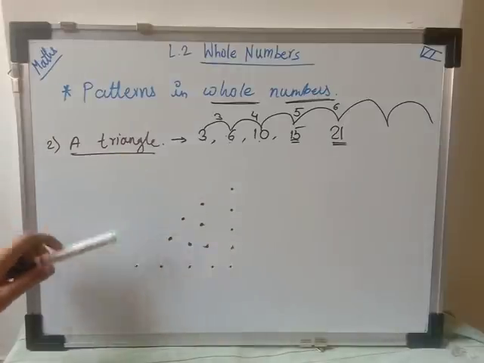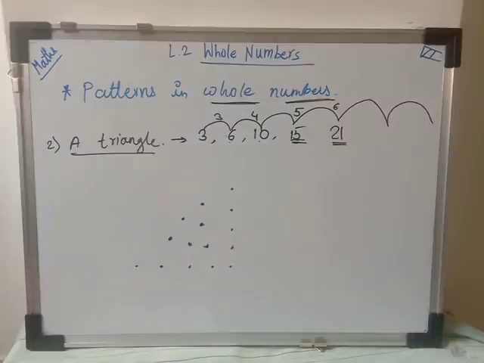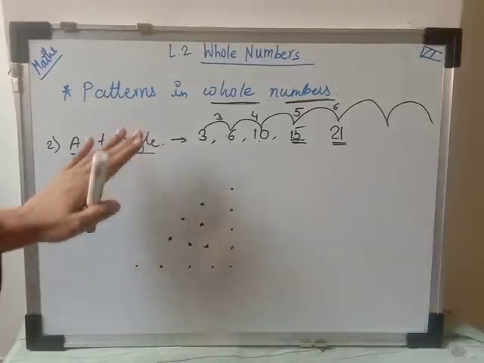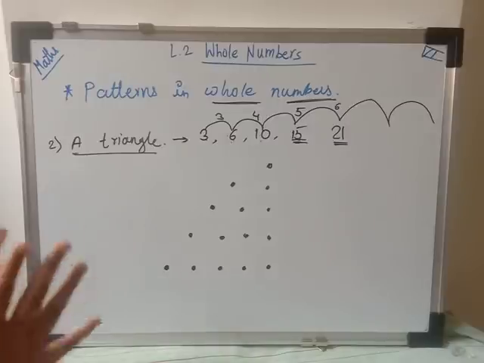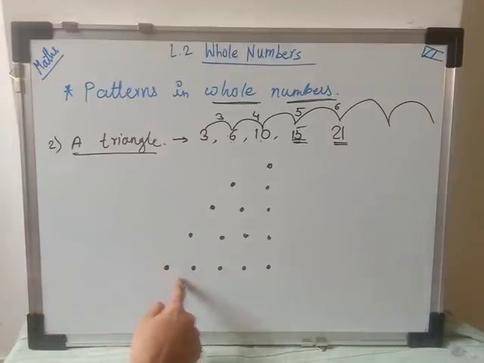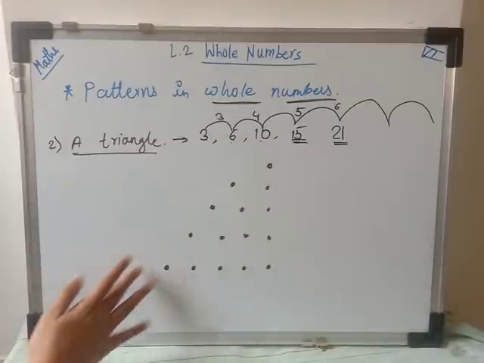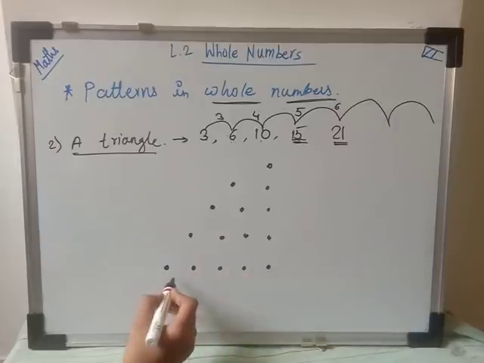Now I have arranged the 15 dots to make a triangle of 15. I hope you are able to see the dots properly. I think now you are able to see them. Here 15 dots are there. We have learned that in a triangle all the sides are equal. So when making a triangle, you have to arrange the dots so they are equally distributed on all the sides. Here you can see 5 dots: 1, 2, 3, 4, 5. This is one side.